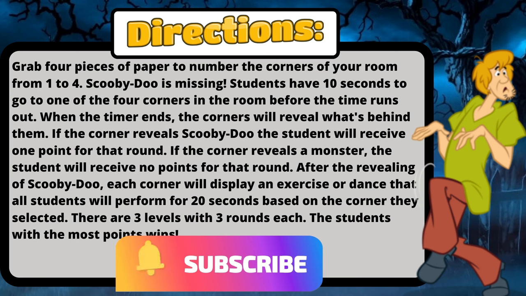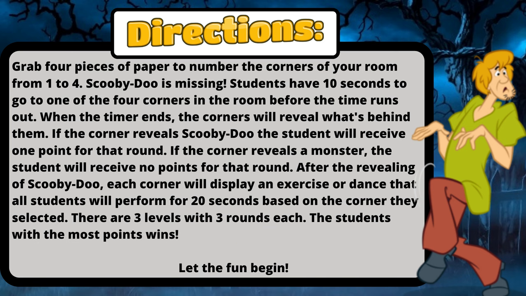Grab 4 pieces of paper to number the corners of your room from 1 to 4. Scooby-Doo is missing. Students have 10 seconds to go to one of the 4 corners in the room before the time runs out. When the timer ends, the corners will reveal what's behind them.